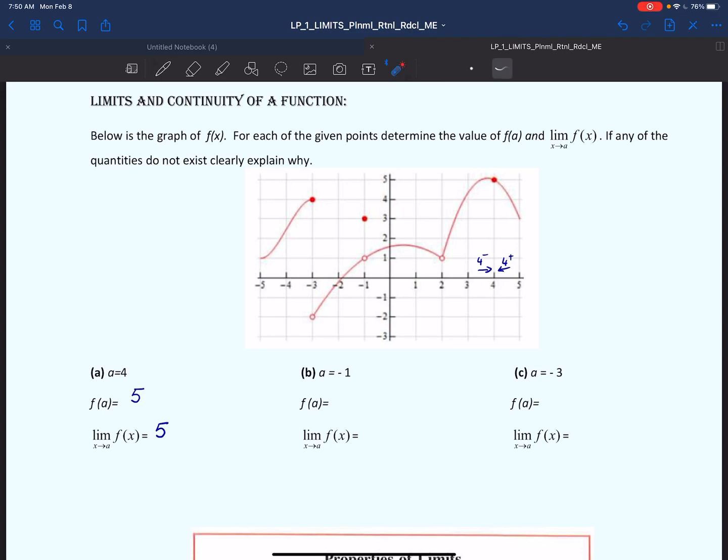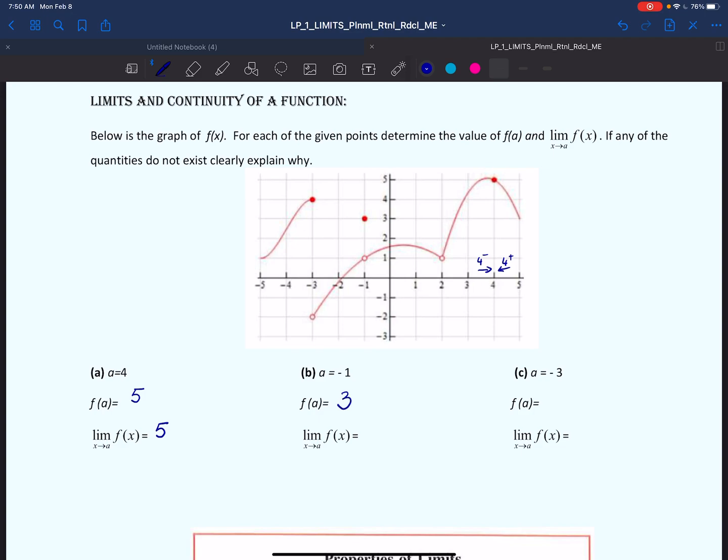Now we're going to take a look at -1. So at x equals -1, which is right here, the value of the function is 3. So that's a filled dot. Why can't we consider this? It's an empty circle, okay? It's not the value of the function. So we're going to say that f at -1 will be 3.